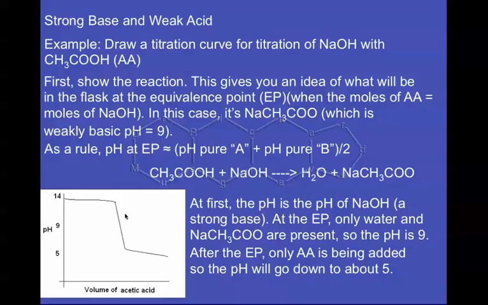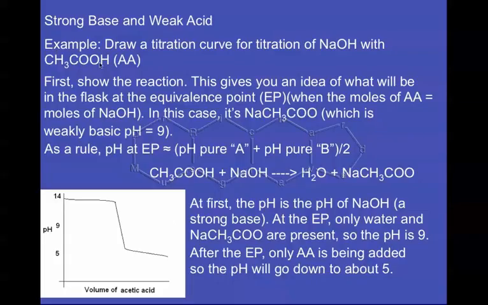Alright, let's look at what happens if we start off with the strong base and we use a weak acid as the thing we're going to titrate with. What's going to happen here is that we're going to start out with a pH of 14 for the sodium hydroxide. So that's where we're at here. And then we're going to add in acetic acid.